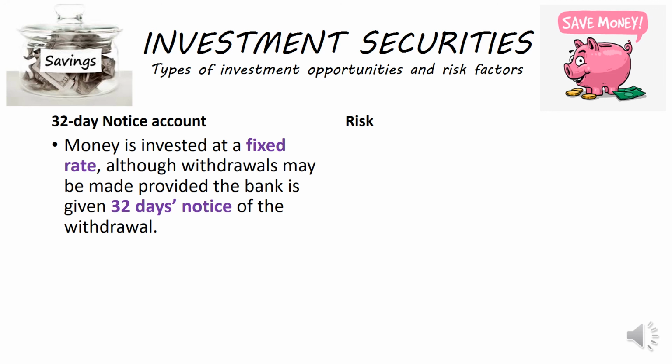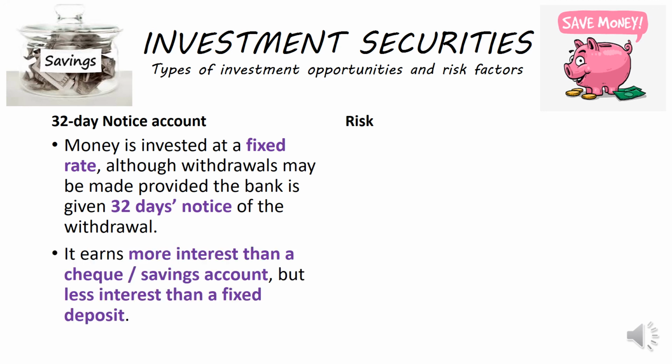All right, so you still have to give notice. It's not like you can get your money tomorrow, but you don't have to wait for the 5 years that you've invested the money for, like in the case of a fixed deposit. All right, so with a 32-day notice account, your money is more liquid. Now it's easier for you to withdraw your money again.